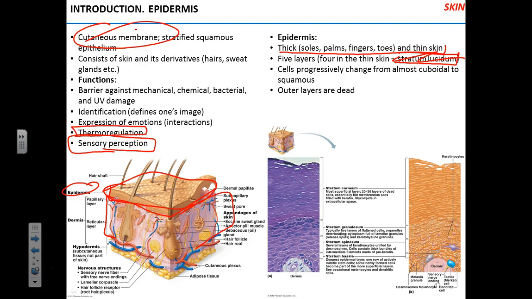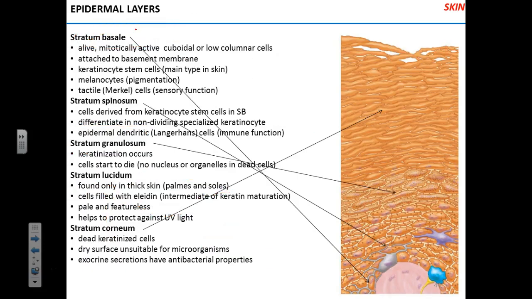Shape-wise, the deeper layers are more cuboidal, and as you go up, the cells are practically flat. I will require you to know all 5 layers of the thick skin, the functions of those layers, and what's going on in those layers. Whatever I tell you, I can ask you, but I will try my best to be extremely specific.